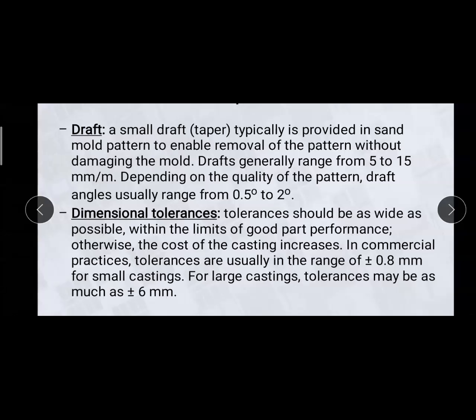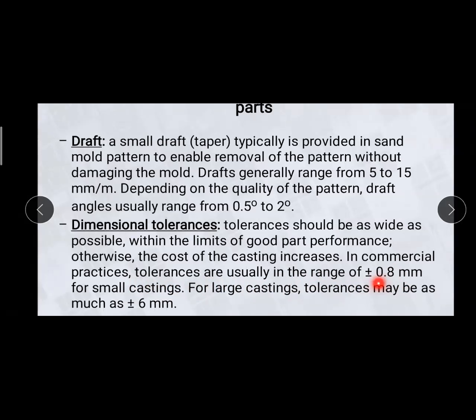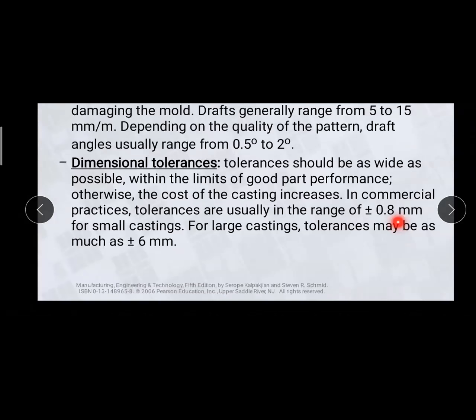Tolerances are usually in the range of plus or minus 0.8 mm for small castings. So when you are taking a small casting, it is plus or minus 0.8 mm. When you are taking large castings, tolerances may be plus or minus 6 mm.